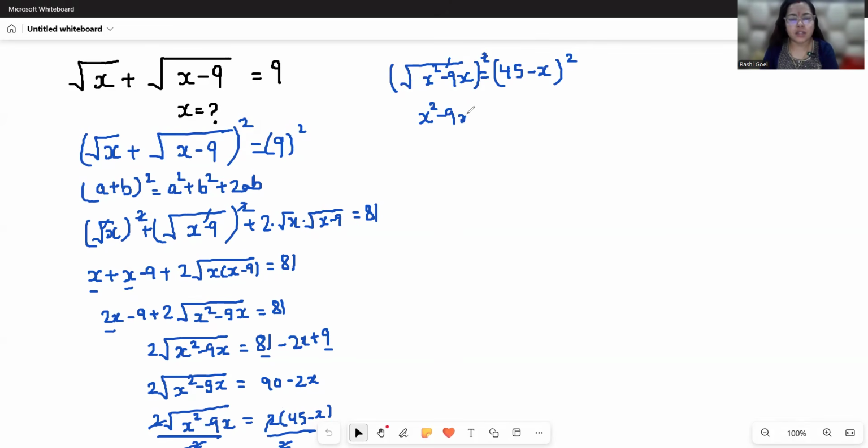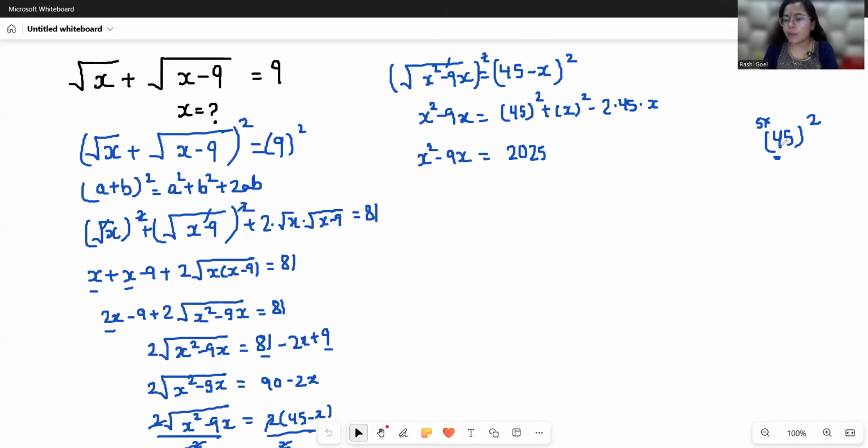So x² − 9x equals, here we are going to use the identity (a−b)², which is a² + b² − 2ab. So x² − 9x = 45², which is 2025. There is a trick to calculate 45 square very fast. You have to multiply the first digit by the next number, that is 4 times 5 is 20, and do the square of 5, 25. So it's 2025 + x² − 90x.